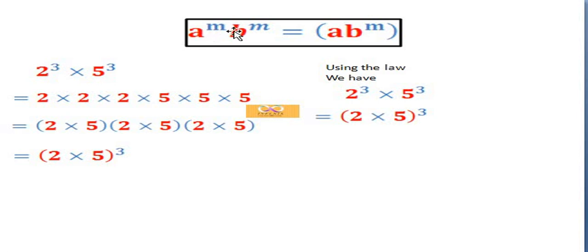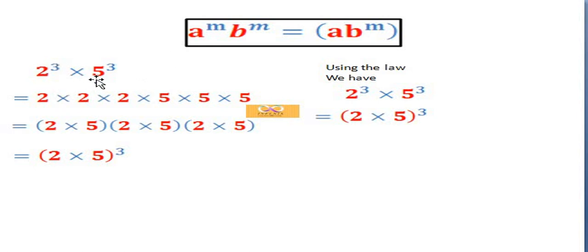a to the power m into b to the power m. Here the base has changed whereas the power is the same. It says that this will be equal to ab to the power m. It says that you have to multiply the base whereas you have to keep the power the same. Let's see how it is actually used in the problem.